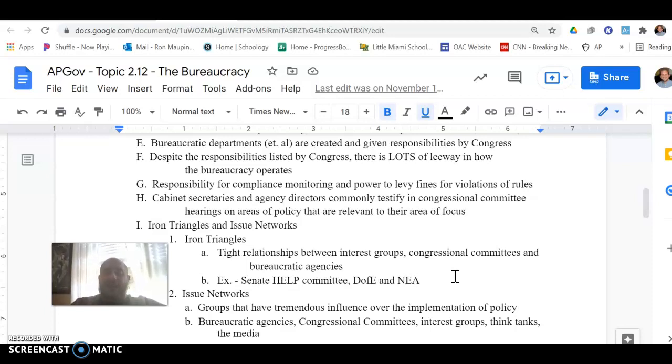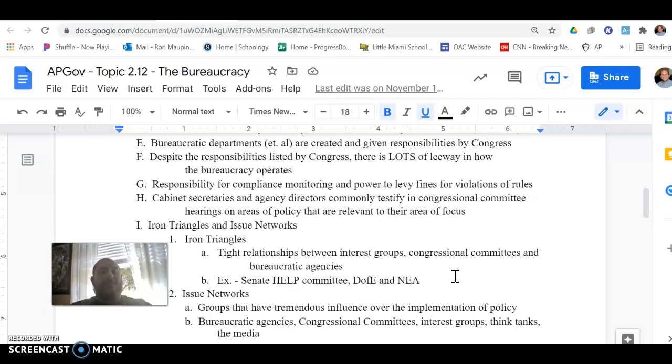HELP is an acronym for Health, Education, Labor, and Pensions. So any kind of education bill has got to come out of that Senate committee. Now, if that bill ends up becoming law, then that law that came out of the HELP Committee is going to be sent over to the Department of Education to be enforced.